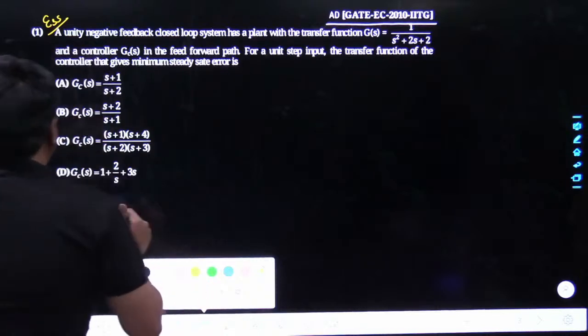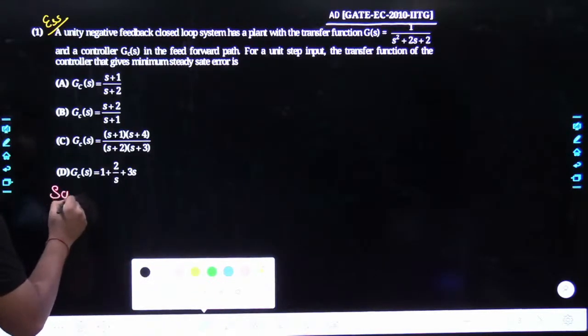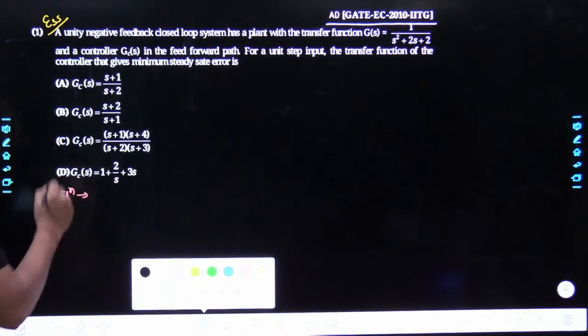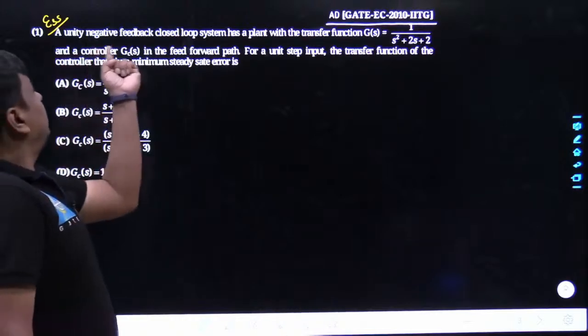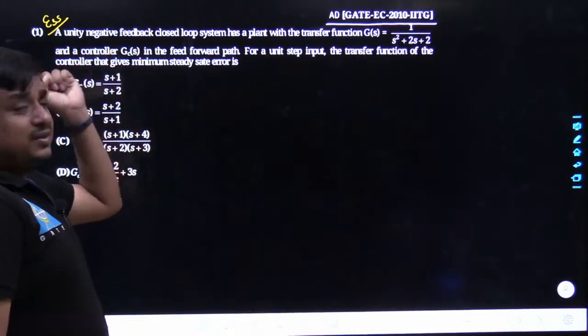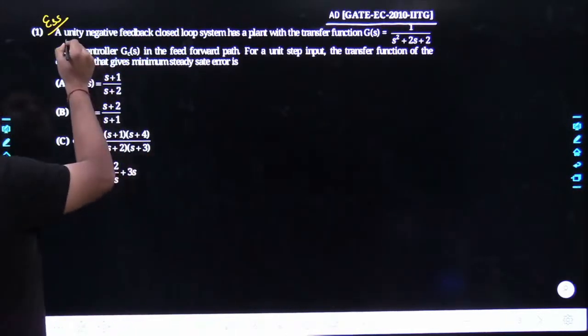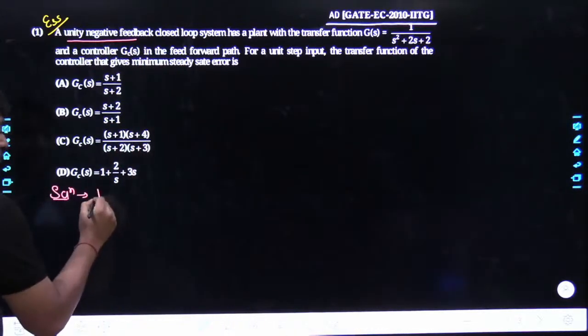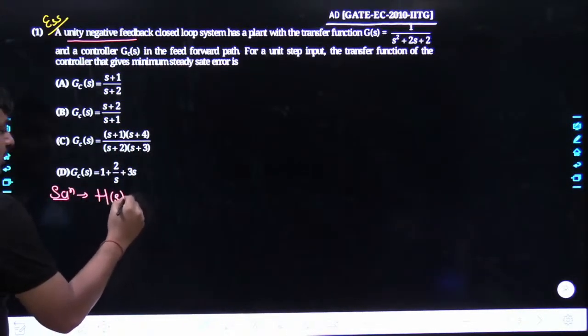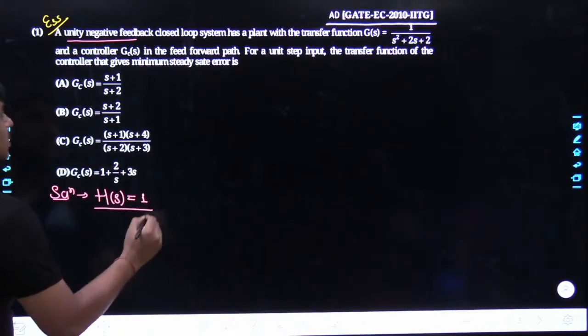At the very beginning, let me read the problem word by word. What does the problem indicate? A unity negative feedback. What does that mean? It's a UFB type of system. The value of H of S is simply equal to 1. The feedback factor is nothing but 1 for this problem.